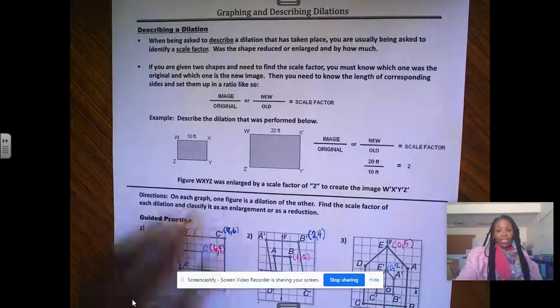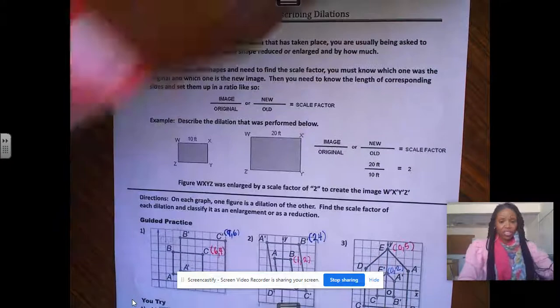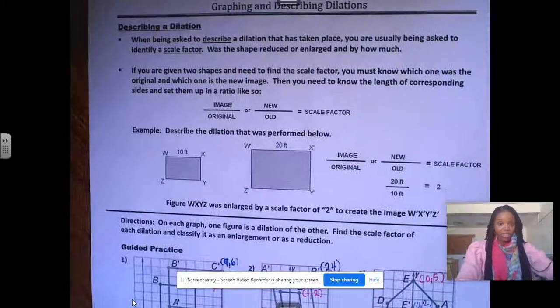Okay, this is still dilations, but now instead of giving the scale factor, you're working backwards to find out what the scale factor is. This is a great worksheet because it's going to tell you exactly how to do that. So it says describing a dilation.